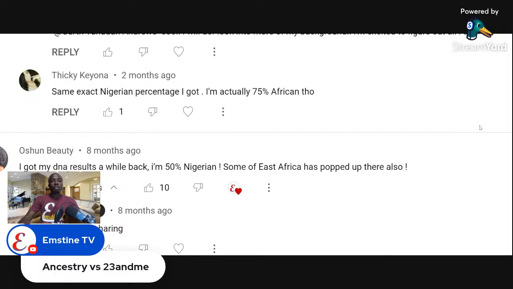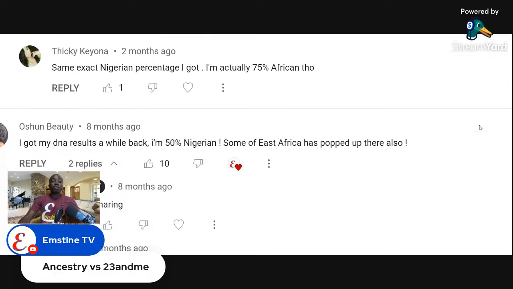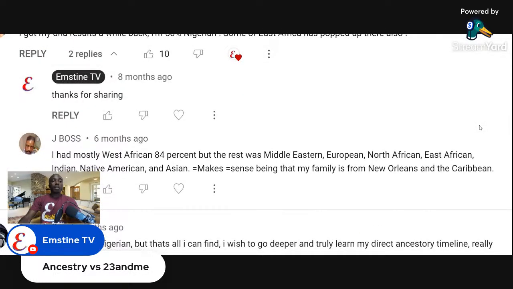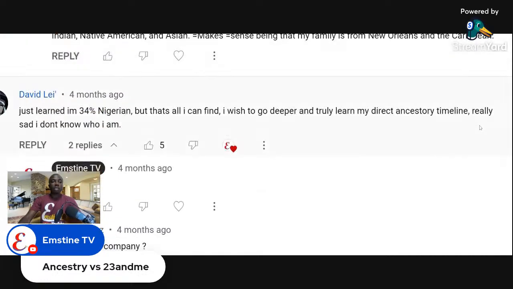Another says, I got my DNA result right back. I'm 50% Nigerian. Some East African has popped up there also. And another says, I had mostly West African, 84%, but the rest was Middle Eastern, European, North African, East African, Indian, Native American, and Asian. Makes sense, being that my family is from New Orleans and the Caribbean. That is it, as we see from the comment.